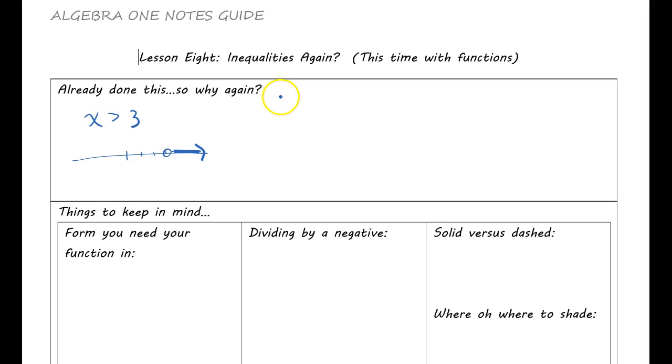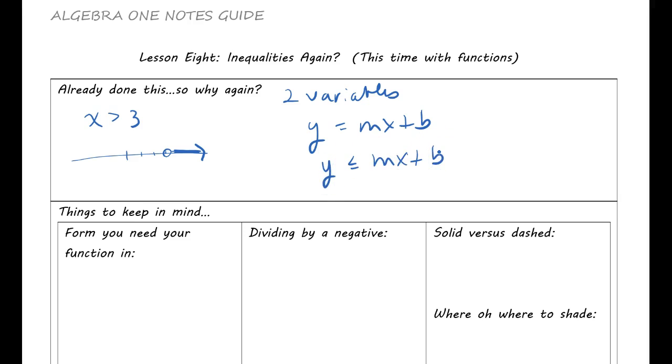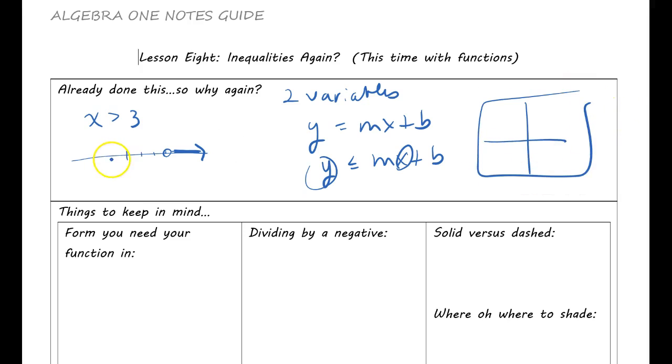But now, what about when you have two variables? In other words, what if instead of y equals mx plus b, you have y is less than or equal to mx plus b? So there's two variables. There's an x and a y. And now instead of graphing on a number line, we are going to graph on a coordinate plane. So we're still going to be doing shading. We're still going to be doing open and closed circles. It's just not in this little one number line. Now it'll be on a coordinate plane. So how do we do that?